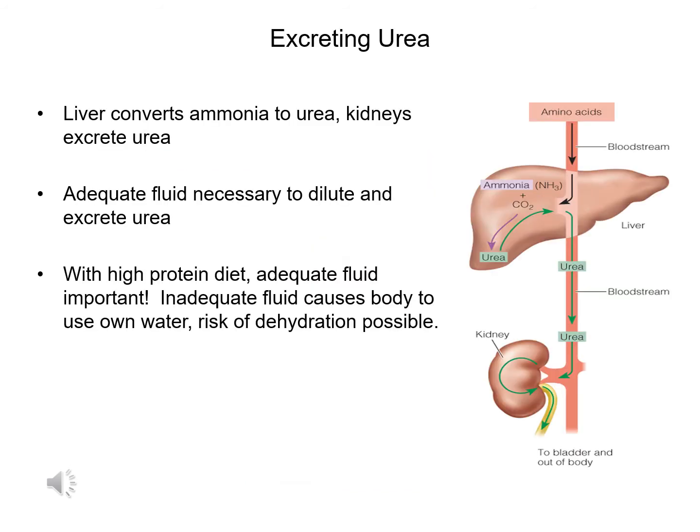While urea is much less toxic than ammonia, it still needs to be excreted, and this occurs through the kidneys. Adequate fluid is necessary to both dilute and excrete urea. Since urea production increases with a high protein intake, extra fluid should be consumed. Inadequate fluid consumption causes the body to use its own stores, increasing the risk of dehydration.